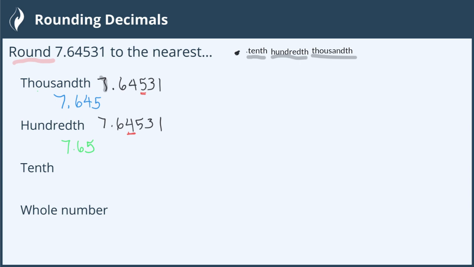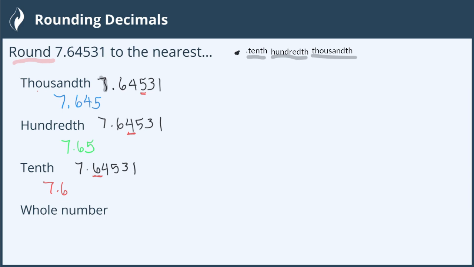Now the next one, we want to round it to the tenths. We have 7.64531. We're looking for the tenths place, which is our 6. We look to the number to the right, and it's a 4, so it's less than 5. So the 6 stays the same. Our final number is going to be 7.6. We're going to stop right there, and that would be rounded to the tenths place.